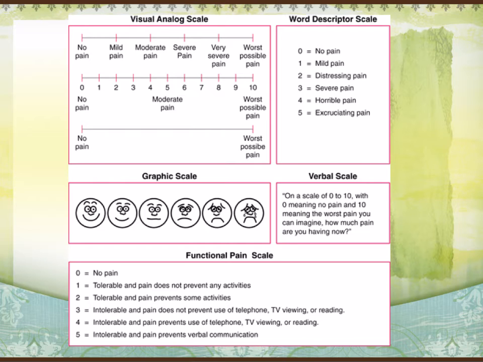Functional pain scale. Functional pain scale is how it affects your activities. While you're having this pain, can you cook? Can you do gardening while you're having this pain? Can you talk on telephone? Can you watch TV? While you're having this pain, can you even talk? So this is the functional pain scale, which will highlight how this pain is affecting the patient's daily life.